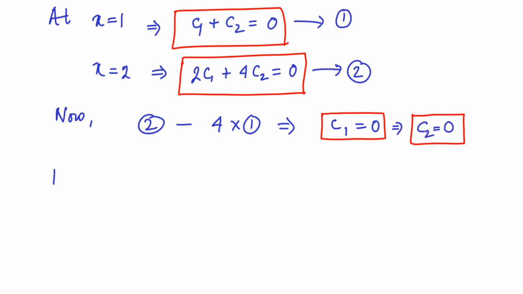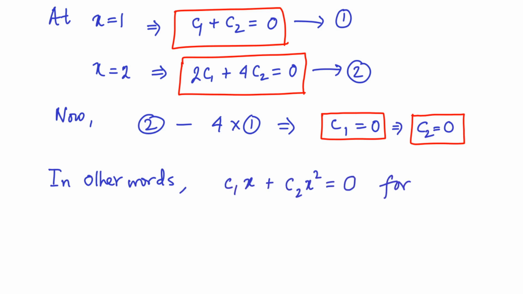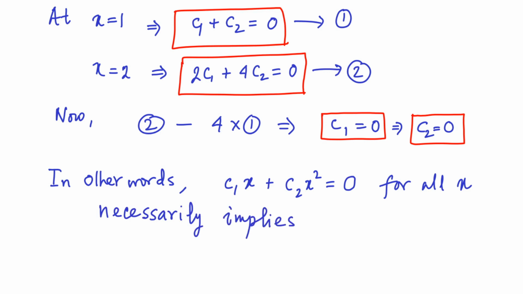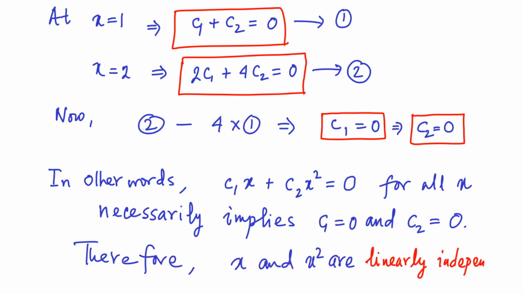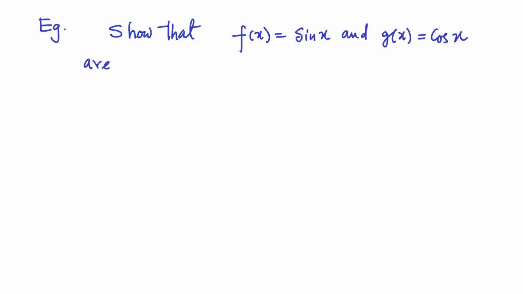In other words, c1 times x plus c2 times x square equal to 0 for all x necessarily implies that c1 equal to 0 and c2 equal to 0. Therefore, the vectors x and x square are linearly independent. Let us now consider another example. Show that f of x equal to sin x and g of x equal to cosine x are linearly independent.